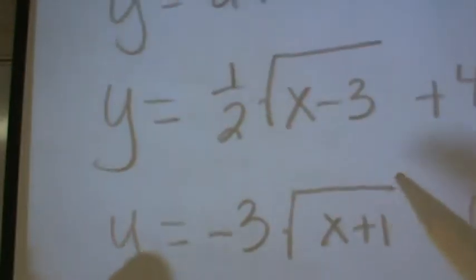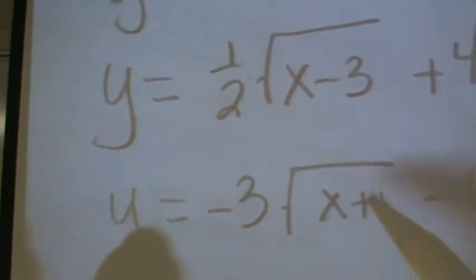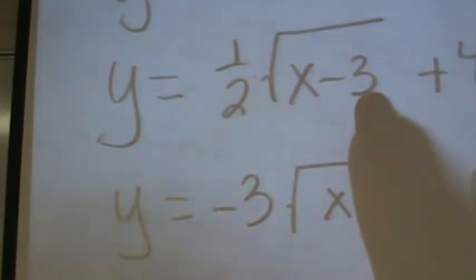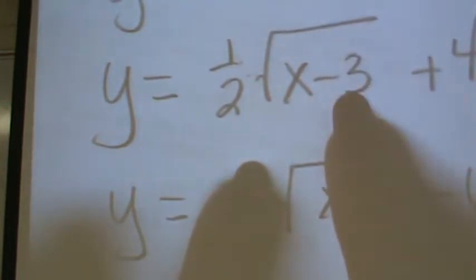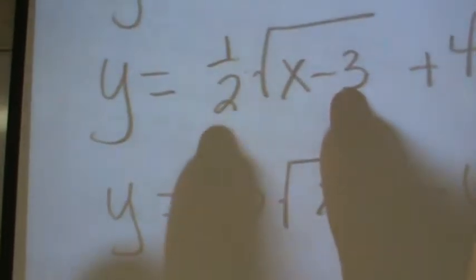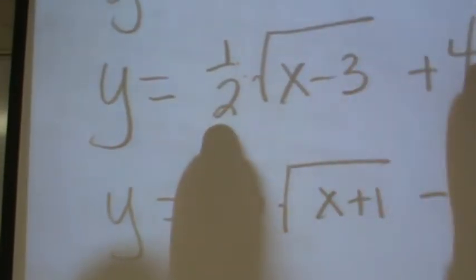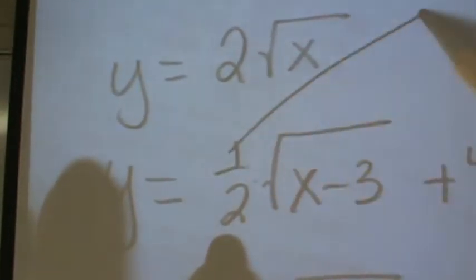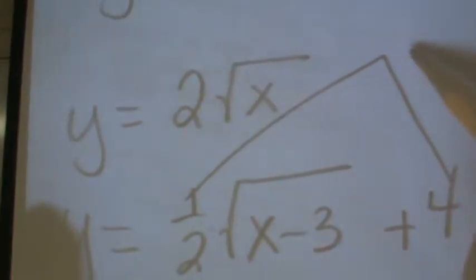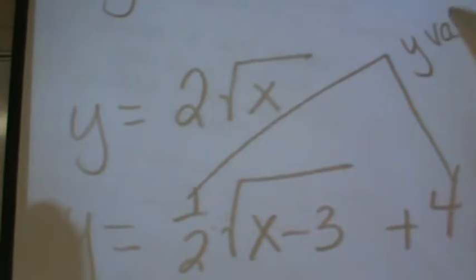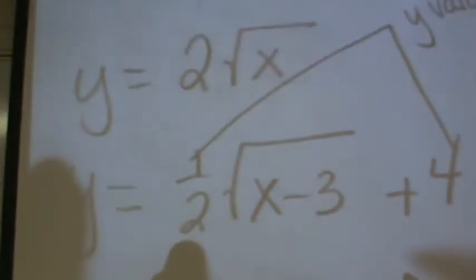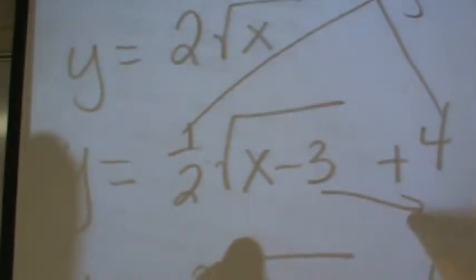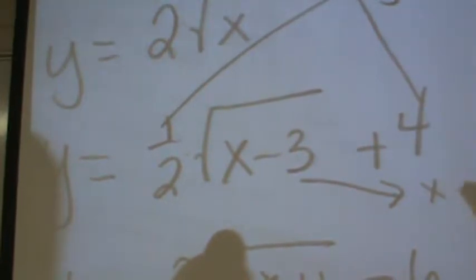And now what if we do a combo? This is what you're going to do. You have to do the change on all of them. This changes your x value, this changes your y value, and this changes your y value. So these two numbers outside affect the y value. And I just showed you one at a time why. The number underneath here affects the x value.